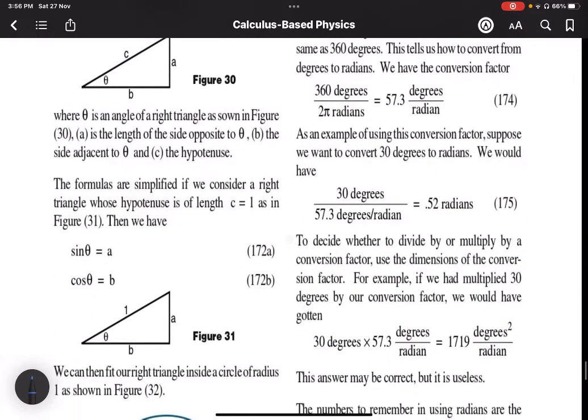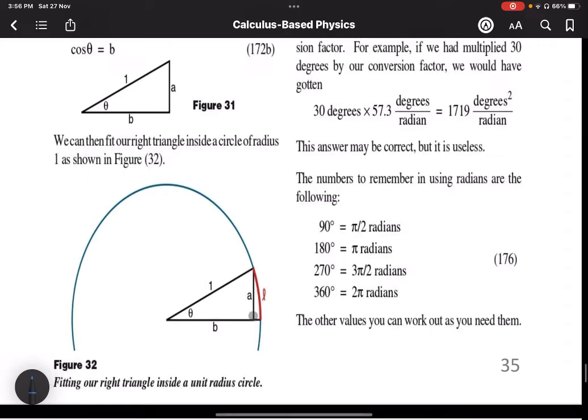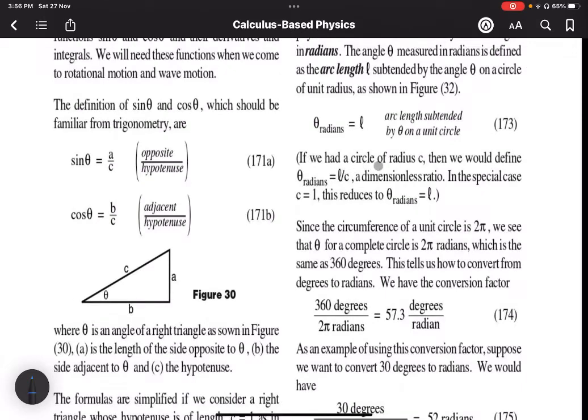So sa figure 32, we have this, no? So ito daw yung radian represented by the L. If we have a circle of radius C, then we would define theta radians is equal to length over C or radians over C, a dimensionless ratio. In the special case, C equals 1, this reduces the theta radians to L.